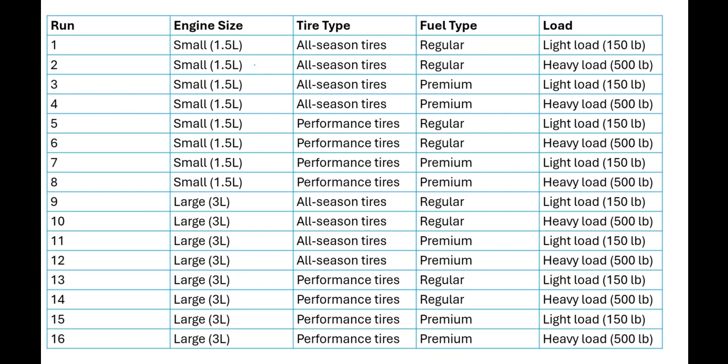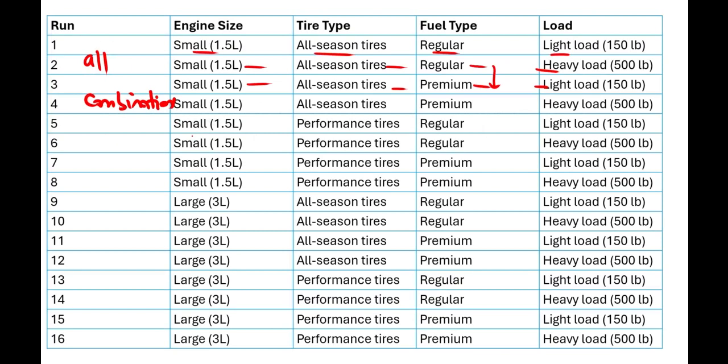The first thing you can easily do is write all combinations of the variables. You can say that the first experiment will be small engine, all season tires, regular and light load. And then you take the small, all season tires, regular, but this time change it to heavy load. Small again, change the fuel to premium and then light load. So this way you try all combinations. This is the easiest solution that we can do.